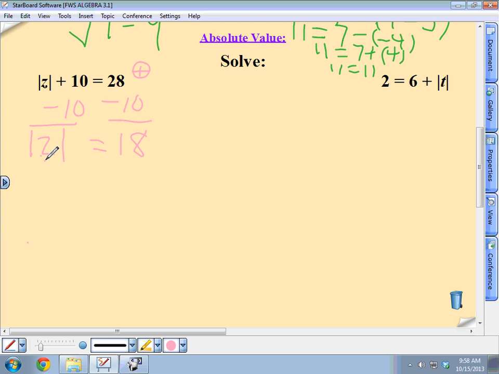It's just one number. What's the number? 18. And what else? Negative 18. Good, Shay. Because no matter which one of those you put in, it's still going to give you 18. So this one has two answers, okay? Because the absolute value of negative 18 is 18, and the absolute value of 18 is 18.